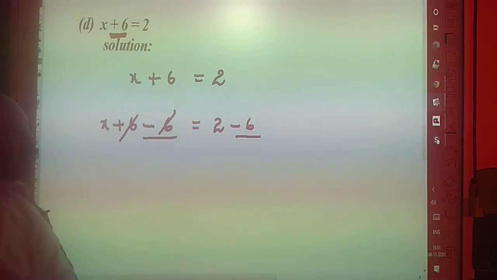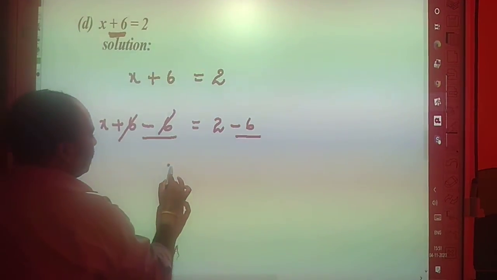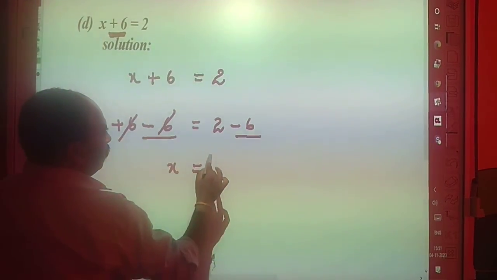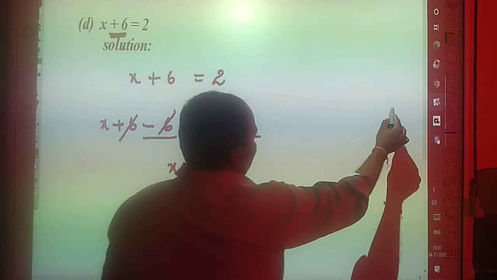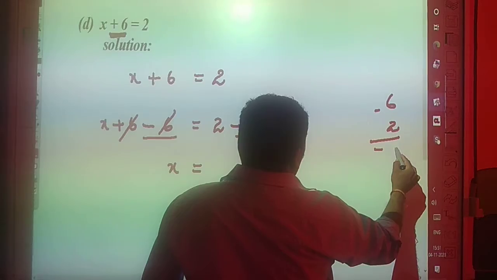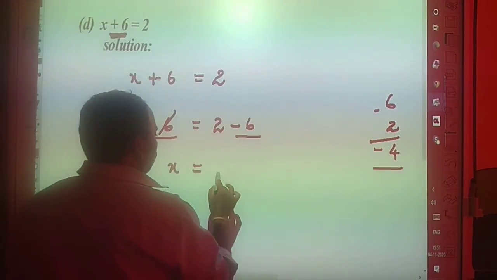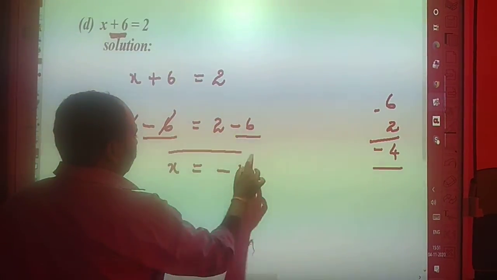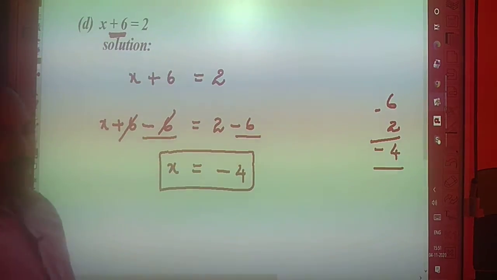Plus 6 minus 6 cancel. Remaining x is equal to 2 minus 6. That means 2 minus 6 is equal to minus 4. So x is equal to minus 4. The exact solution is x is equal to minus 4.